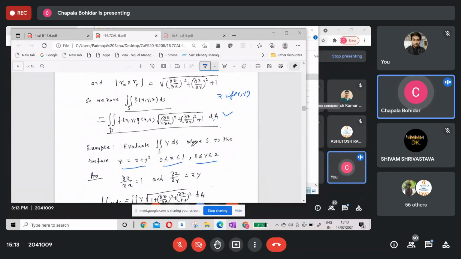Now evaluate the double integration of y dS where S is the surface z is equal to x plus y square.